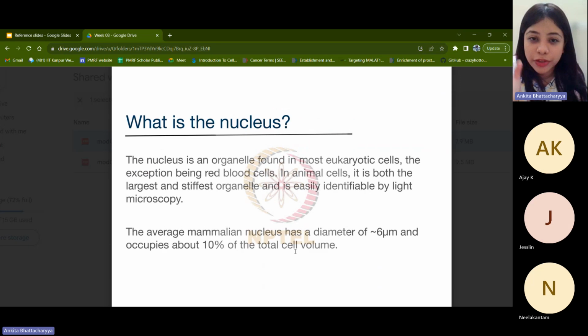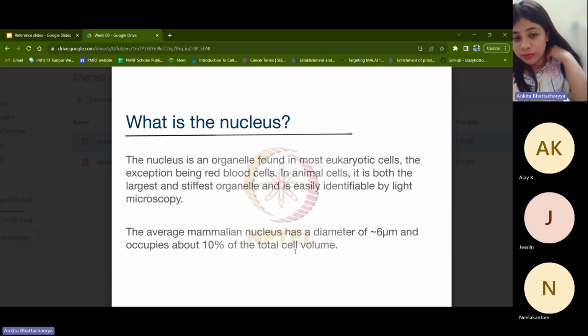What we are trying to look at here is the nucleus, right? So what is the nucleus? The nucleus, as you understand, is an organelle found in most eukaryotic cells, the exception being red blood cells. This is a question that is very frequently asked. They are often also known as ghost cells because they look like there is nothing inside.